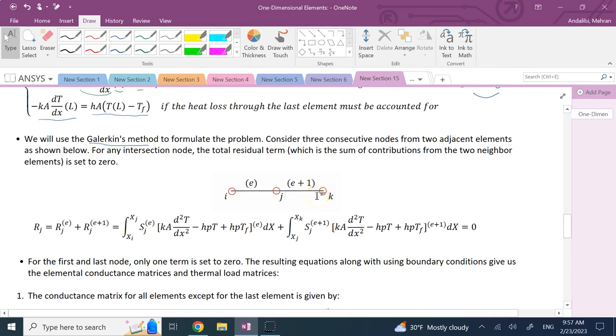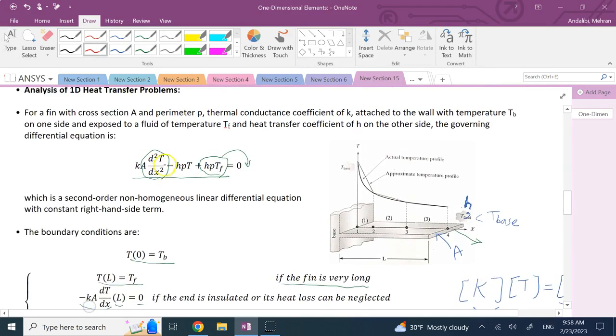And here, we do the residual method. If you remember, what was the residual method? Well, we assume a solution for this T, and we plug it into the differential equation. Because it's not the exact solution, the right-hand side will never be equal to 0. So we call that non-zero term a residual term, where the assumed T is plugged in here and here.